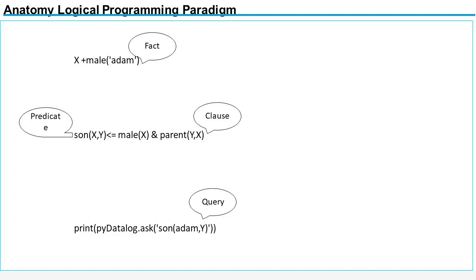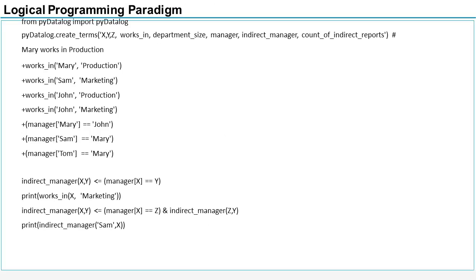Next, anatomy of the logical programming paradigm. male(Adam) is a fact. Now when you come to the predicate, son_of(X,Y) will be male(X) and parent(Y,X). So here son_of(X,Y) is the predicate, and male and parent become the clauses. And next you can give a query to go with.